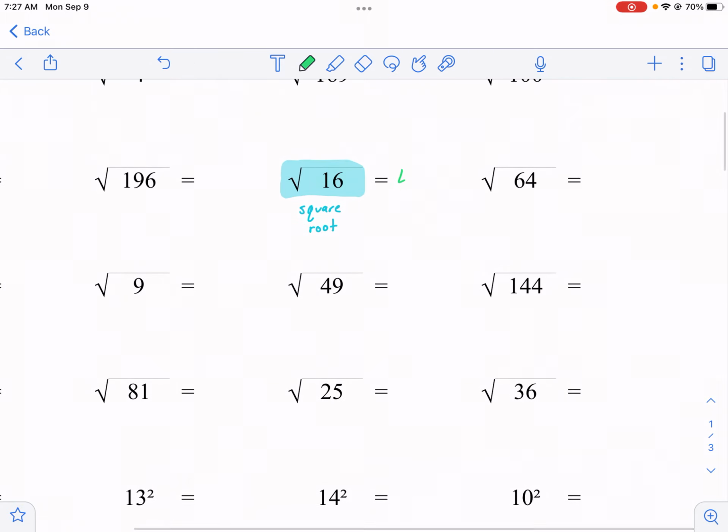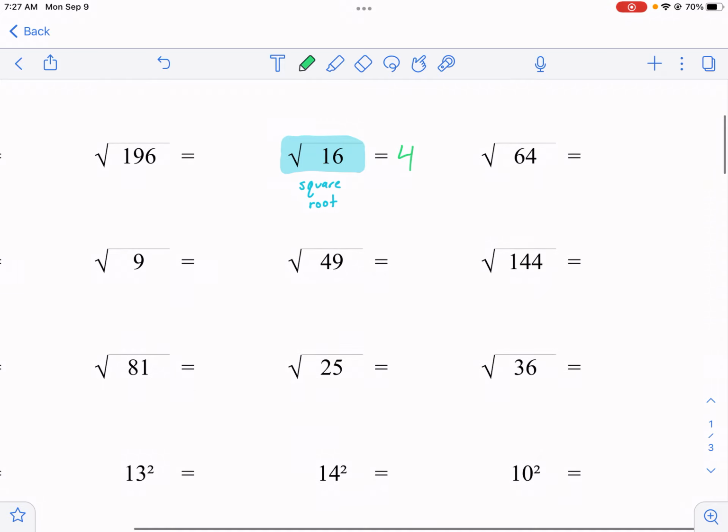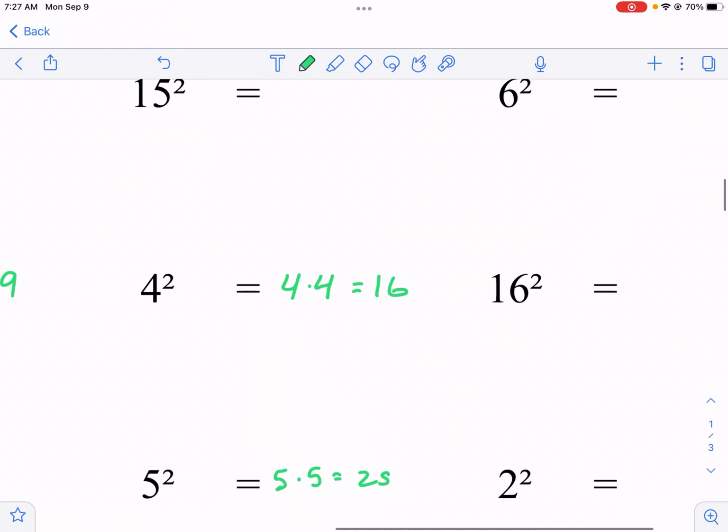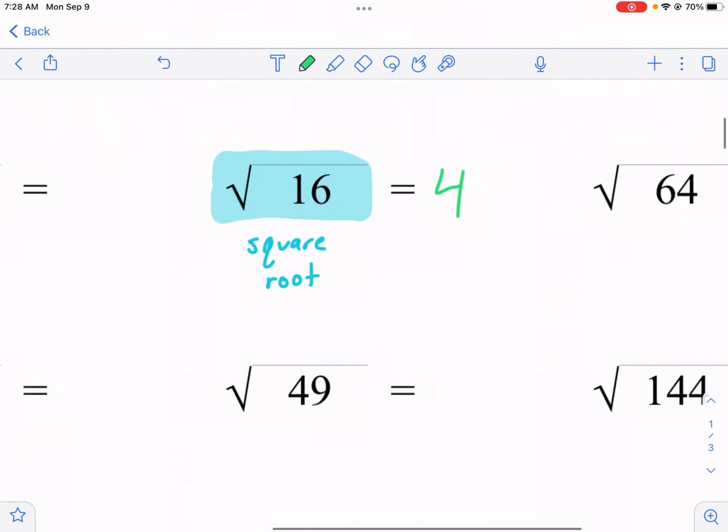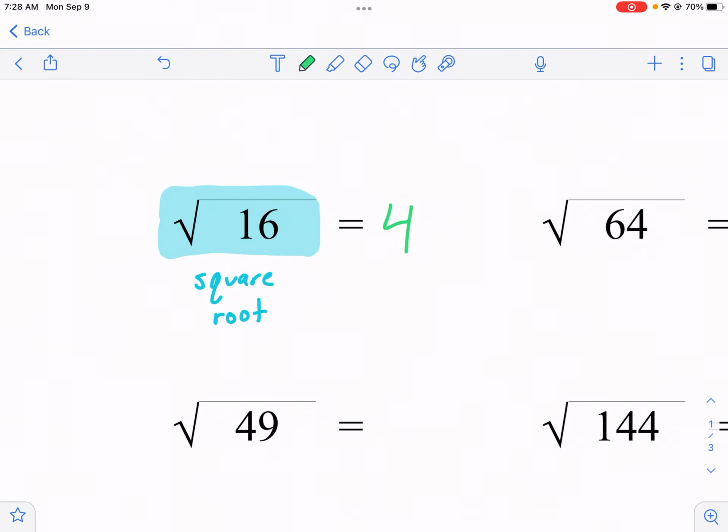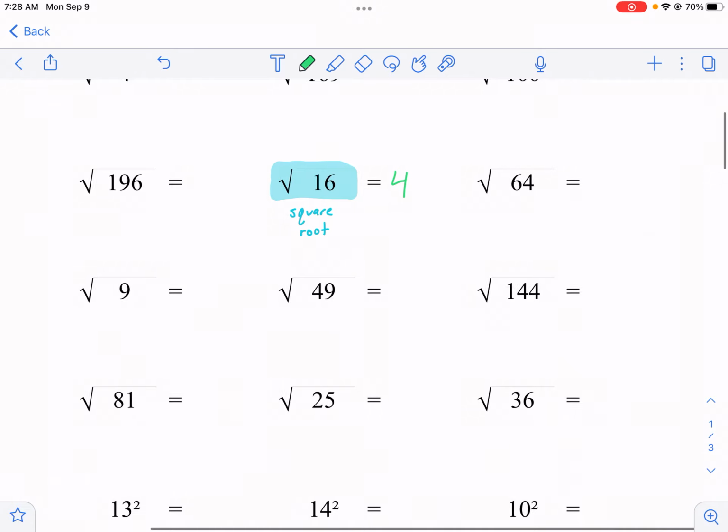4 times itself twice equals 16. So we can go forward and backwards. We can go 4 squared equals 16, and then we can say the square root of 16 equals 4. That's how we go forward and backwards in math, and the square root is just the inverse of squaring something.